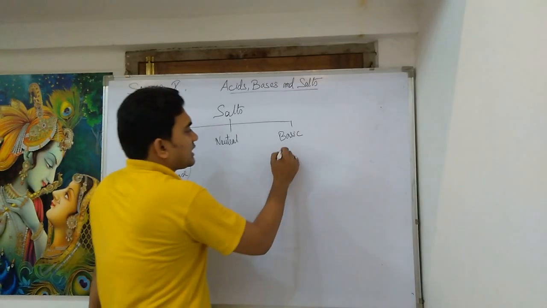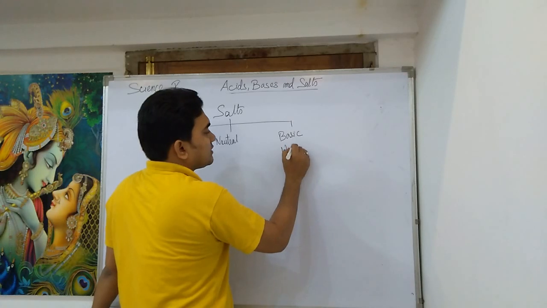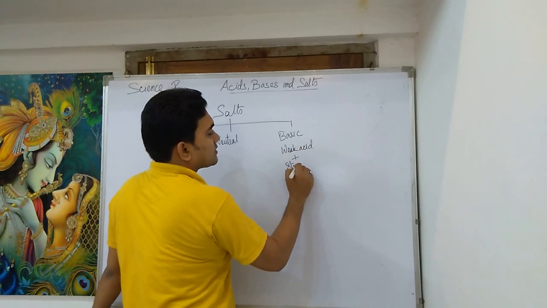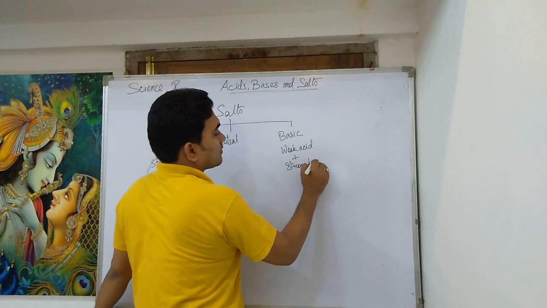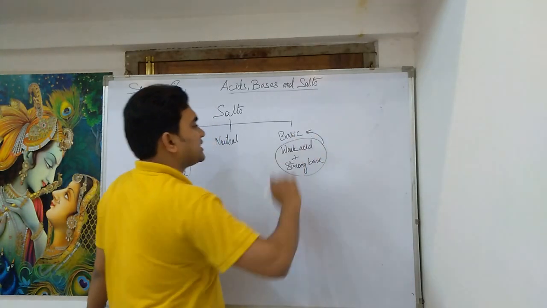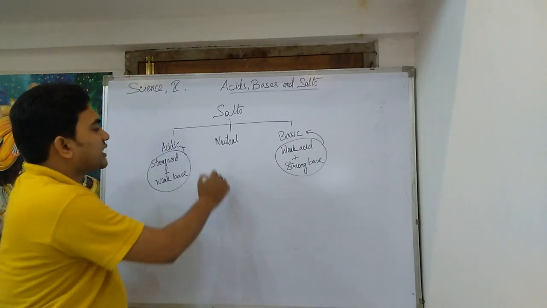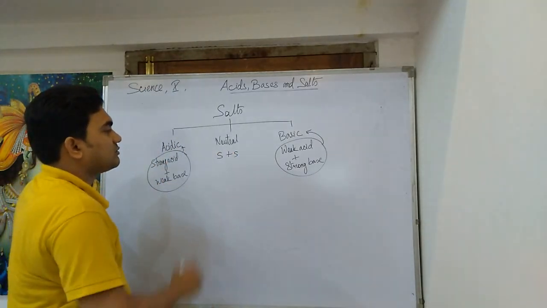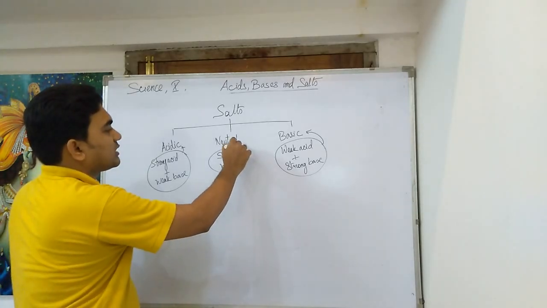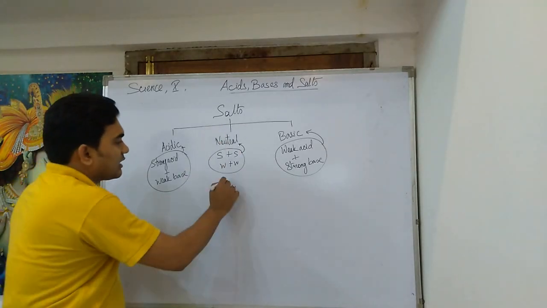When we take a weak acid and a strong base, the output is a basic salt. If you take strong and strong, or weak and weak, the output is neutral, like NaCl.